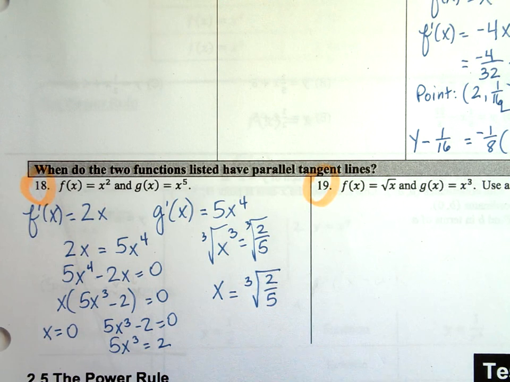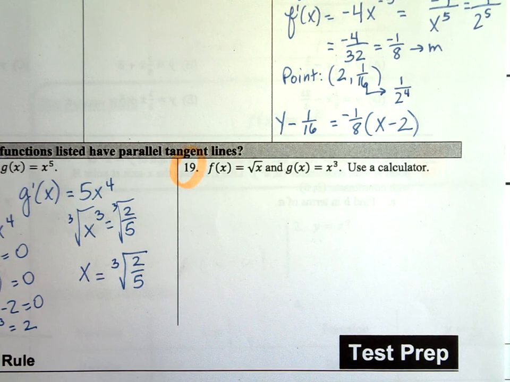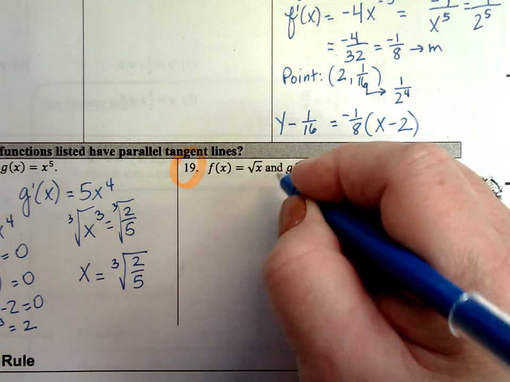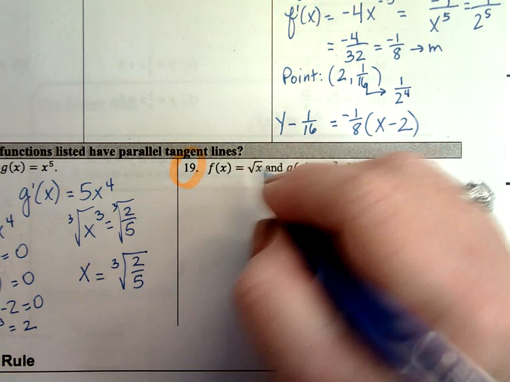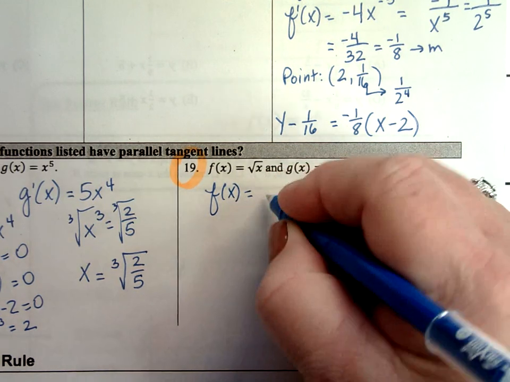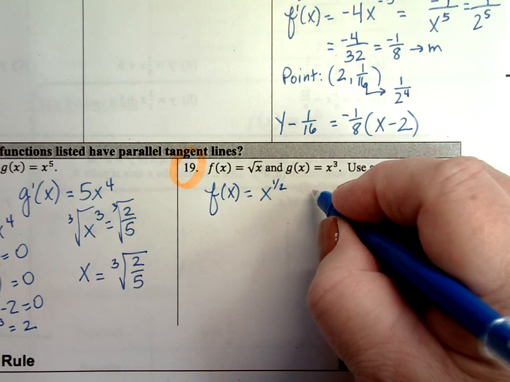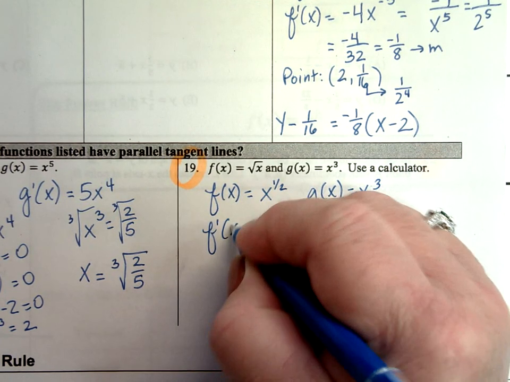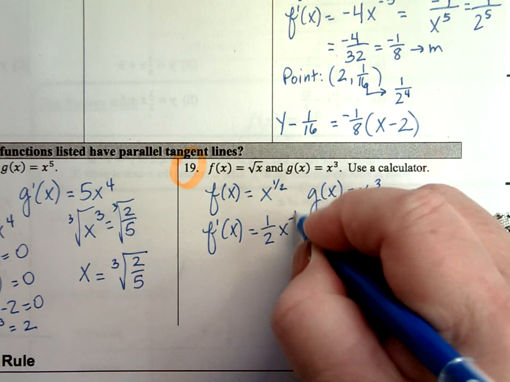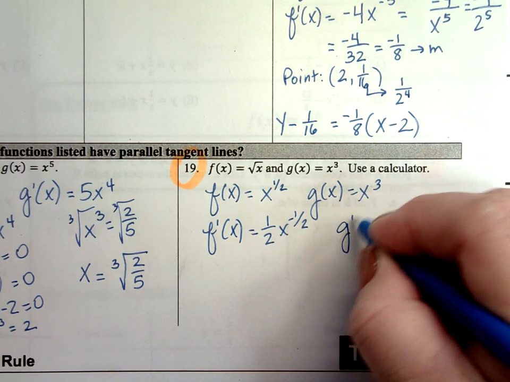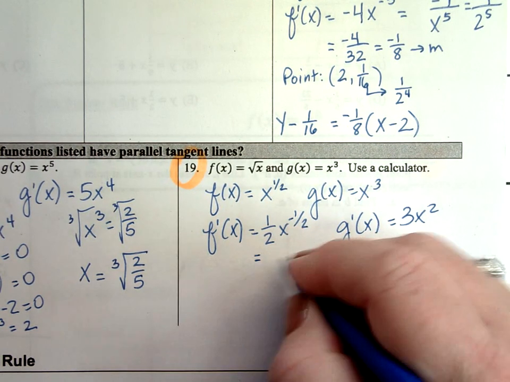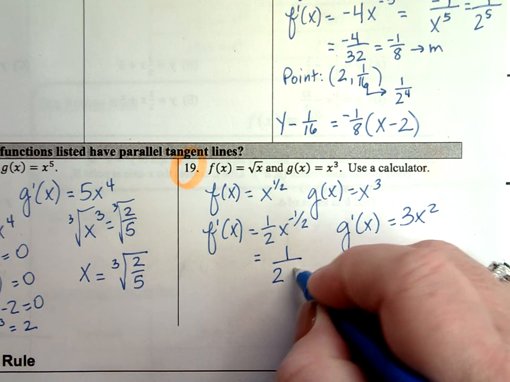That is number 18. Number 19, why would I do both of these questions? Because number 19 is entirely different. So here we go. Same process, just the answer's a little different. All right, so I can't take the power rule to a square root looking like that, but if I change it, it changes to x to the 1/2. My g of x is fine the way it is, x cubed. Derivative it, 1/2 x to the negative 1/2. G prime of x is 3x squared. If I pretty this up, I get 1 over 2x to the 1/2.